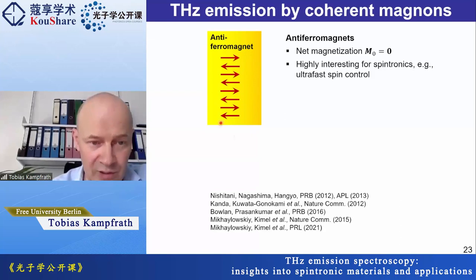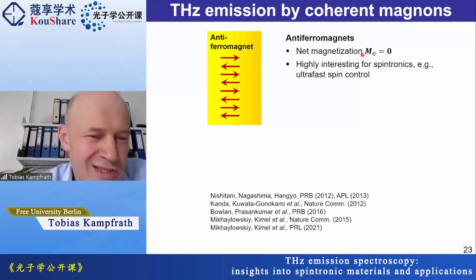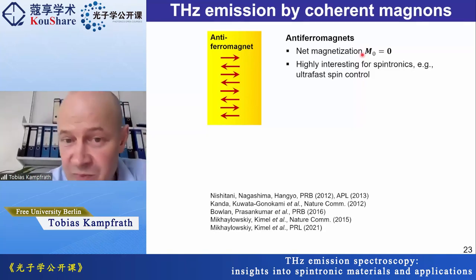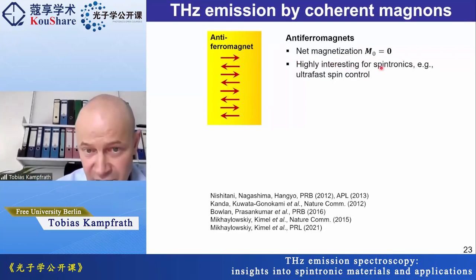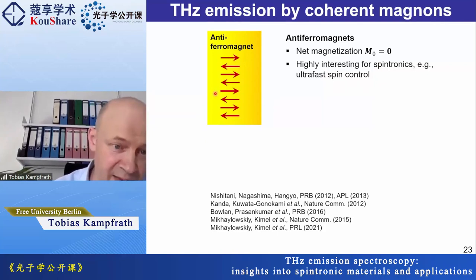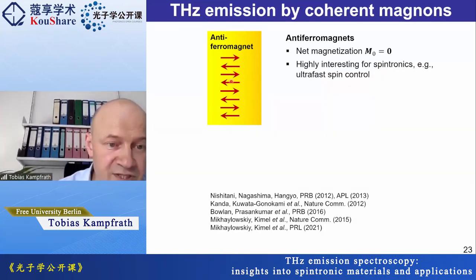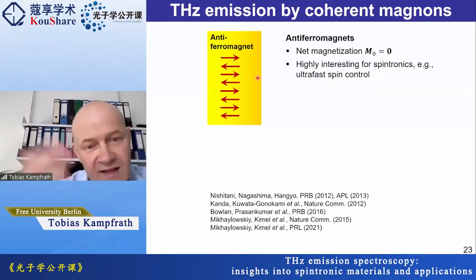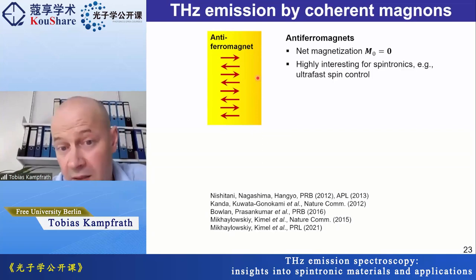So this means here up, down, up, down, up, down, and so on. So this means that the total magnetization, the total magnetic moment of an antiferromagnet is actually zero. And at first glance, this looks a bit strange, and why should it be useful? But actually, antiferromagnets are highly interesting for spintronics, for example, for ultrafast spin control. For example, you could take this arrangement and turn it by 90 degrees, and then you could, for example, encode a bit zero and a bit one.